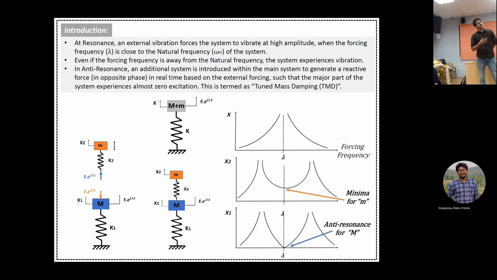So at anti-resonance, an additional system is introduced within the main system to generate a reactive force in opposite phase in real time based on the external forcing, such that a major part of the system experiences almost zero excitation. Some part of the system mass and stiffness is varied so that the reactive force on the main system cancels the forcing on the main system. So this mass will have a minima and the main system will have a zero at that particular frequency.